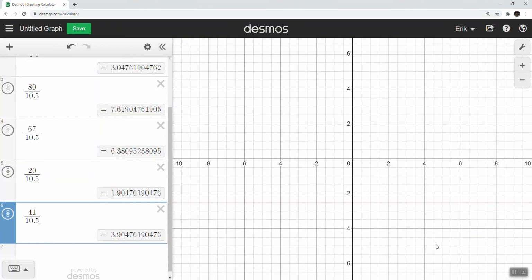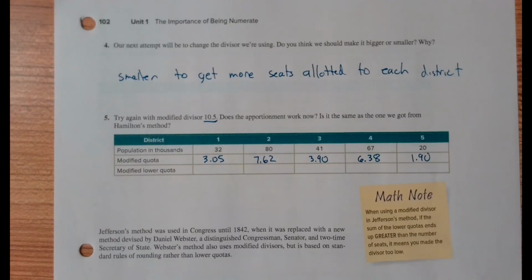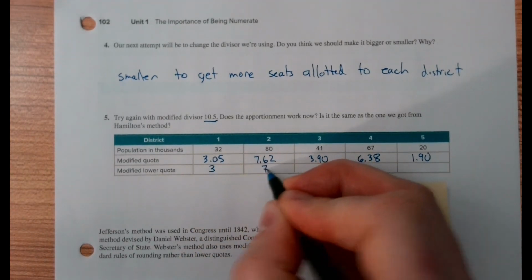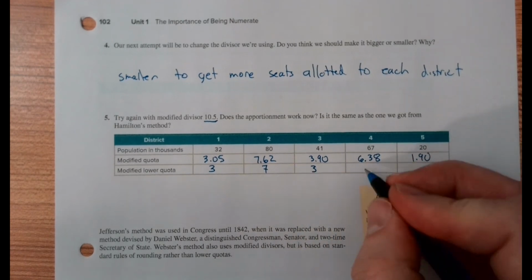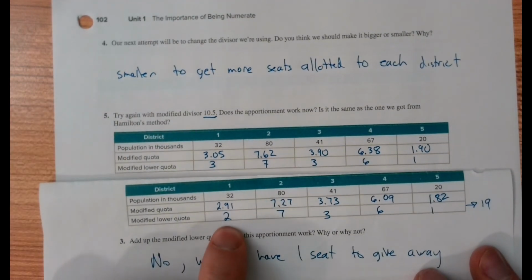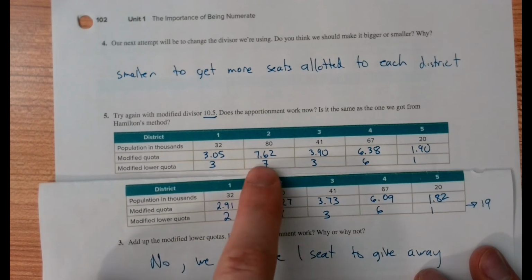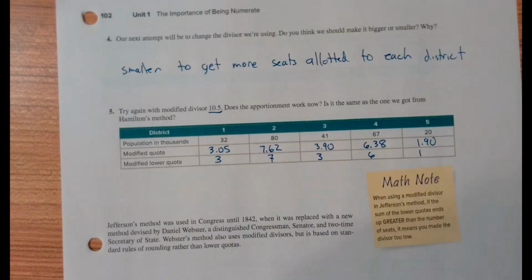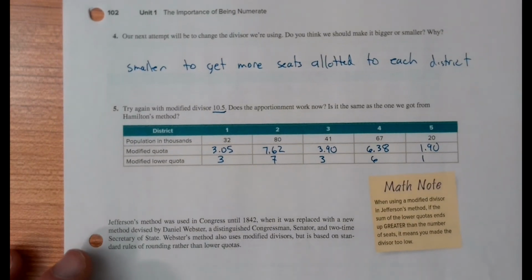All right, let's write these down. Okay, so I've got these written down. Let's compare our new modified quotas. Well, actually, why don't I write down the new lower quotas, and then we'll compare them to our previous one. So again, to get the lower quota, you just take the whole number. And what's happened? Well, notice we've increased a 2 to a 3. 7 stayed the same, 3 stayed the same, 6 stayed the same, and 1 stayed the same. So we're good. We've gotten it.